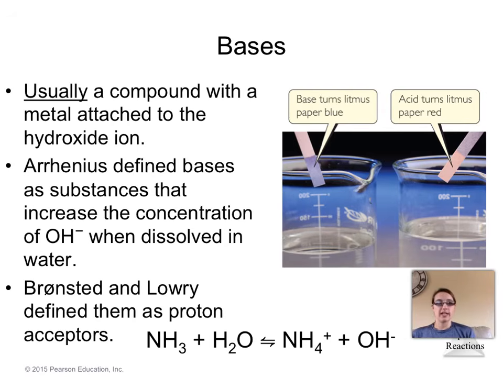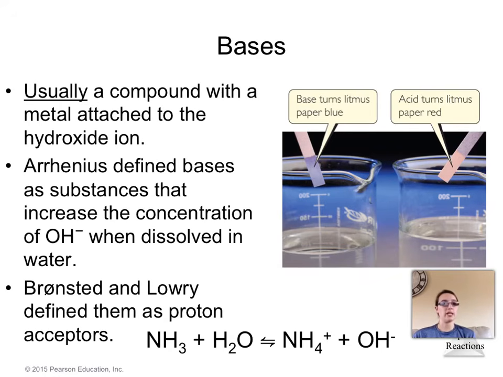Bases, on the other hand, are usually a compound that contains a metal with a hydroxide. So the Arrhenius definition of bases says that substances that increase the concentration of OH minus when dissolved in water is a base. So he said acids have H plus, bases have OH minus. The Bronsted-Lowry definition says that bases are proton acceptors. Again, we're going to get more into these definitions when we get into our acid-base unit. However, it's important to know these simple definitions right now as you work through.